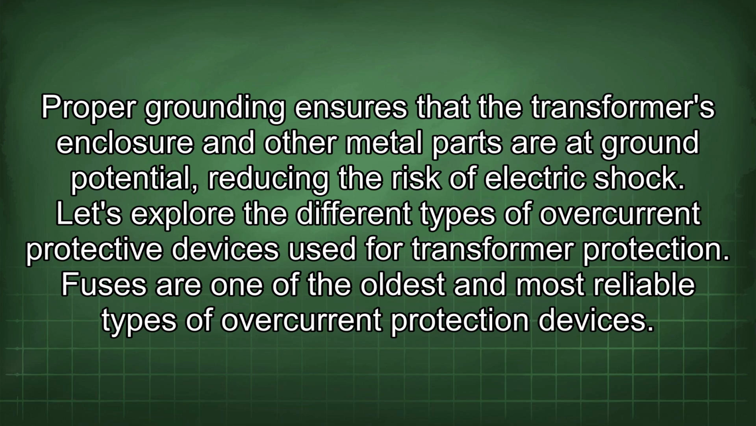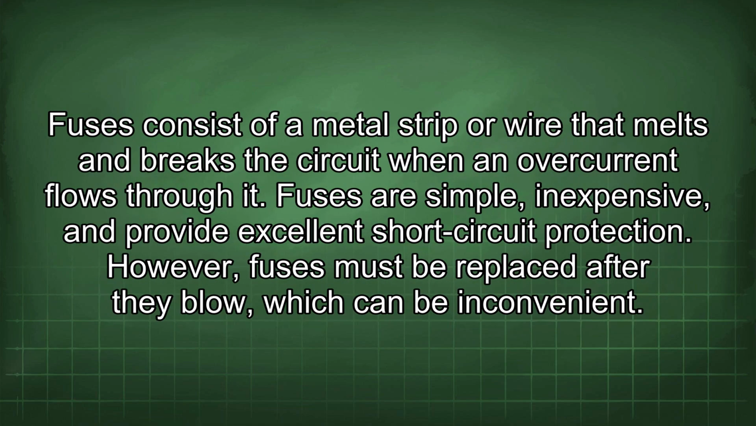Let's explore the different types of overcurrent protective devices used for transformer protection. Fuses are one of the oldest and most reliable types of overcurrent protection devices. Fuses consist of a metal strip or wire that melts and breaks the circuit when an overcurrent flows through it. Fuses are simple, inexpensive, and provide excellent short-circuit protection. However, fuses must be replaced after they blow, which can be inconvenient.